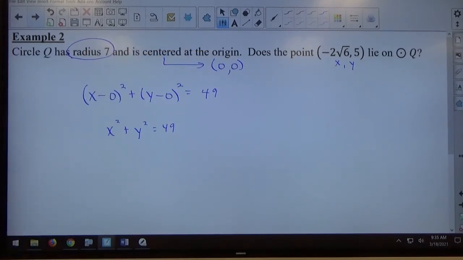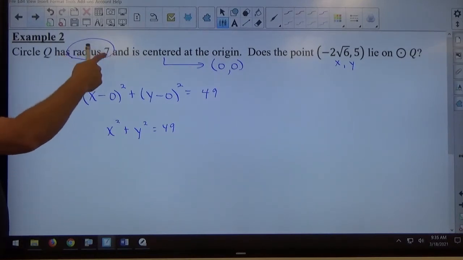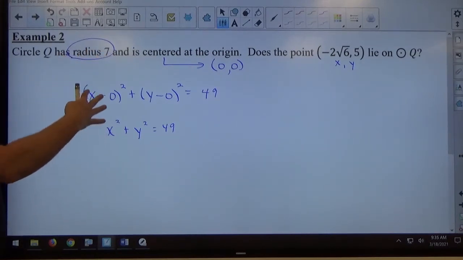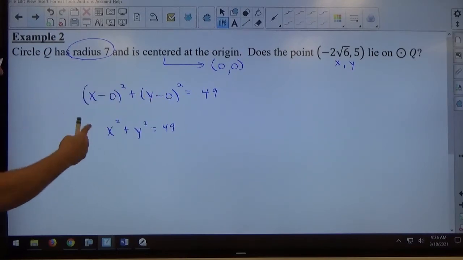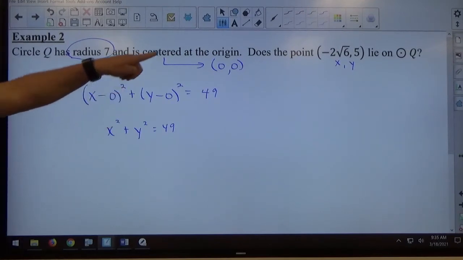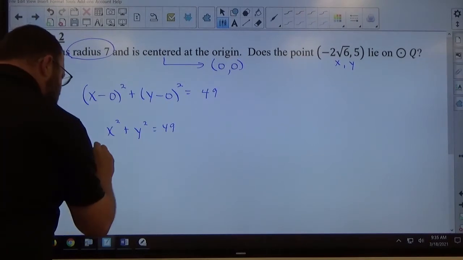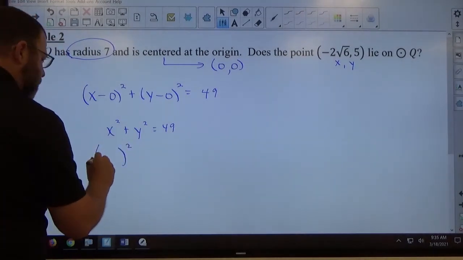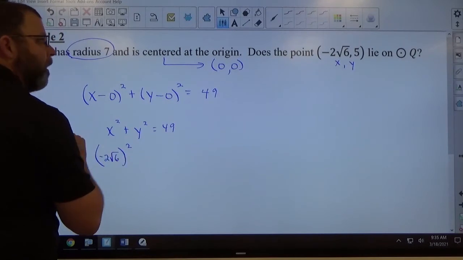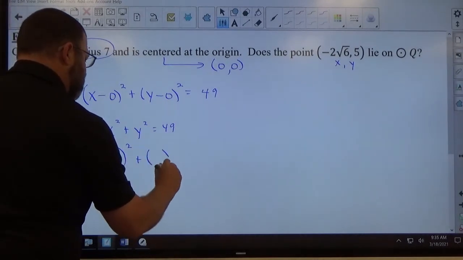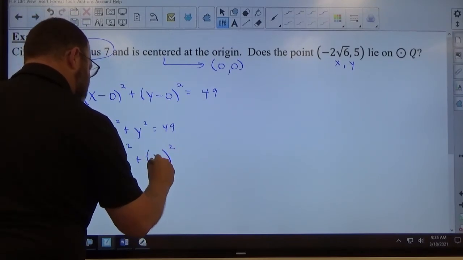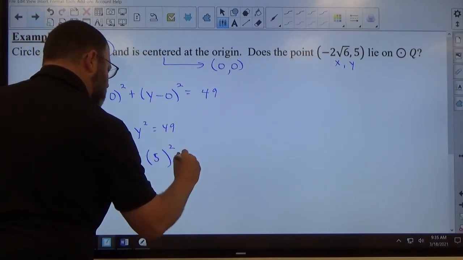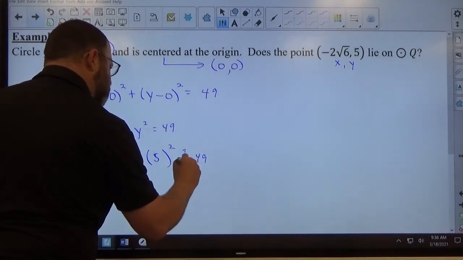All right? So what I'm going to do is, once I've created from this information, the center and the radius, the equation of the circle, and I've got it as simplified as possible. If this is x minus 5 and y minus 4, I'm going to stay in this form. But the minus 0s just get me to this simpler form. And I'm going to replace x and y with those two values. Now, I'm going to put parentheses squared, so I'm going to have negative 2 times the square root of 6, and then plus parentheses squared, and that's going to be 5. And I'm going to put a question mark on my equal sign and ask myself, does that equal 49?